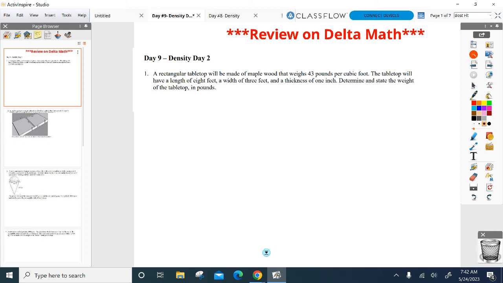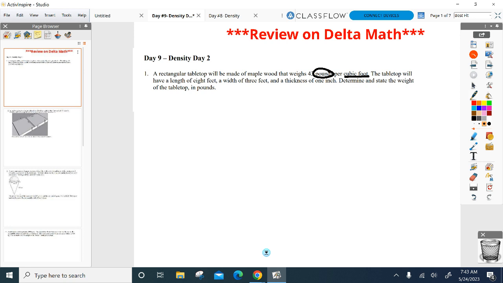All right. A rectangular tabletop made of maple wood weighs 43 pounds per cubic foot. What did we talk about yesterday? What's that 43 representing then? That's my density. Mass per volume. But here's the catch today.